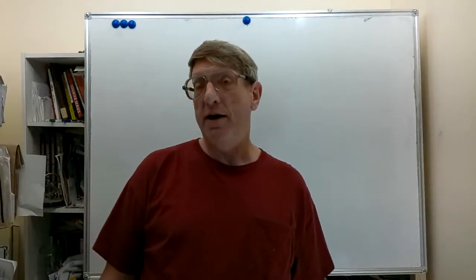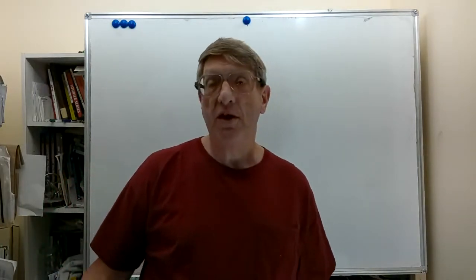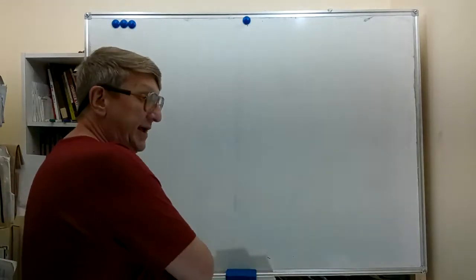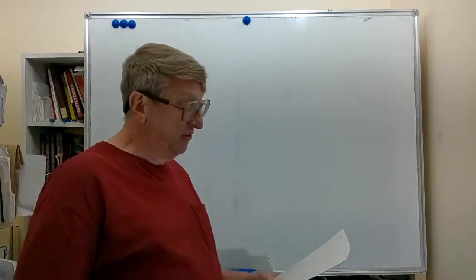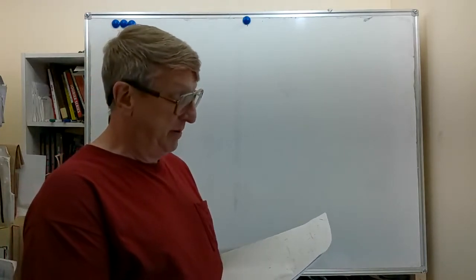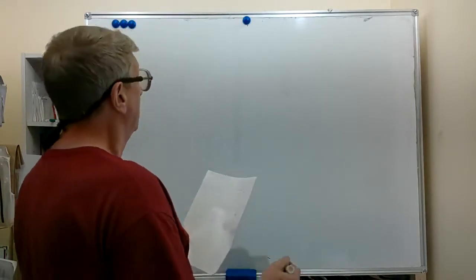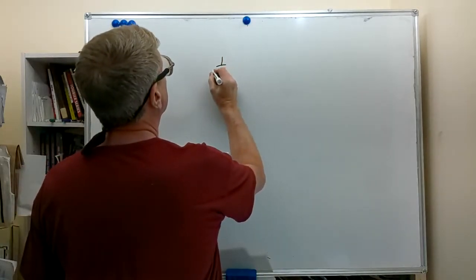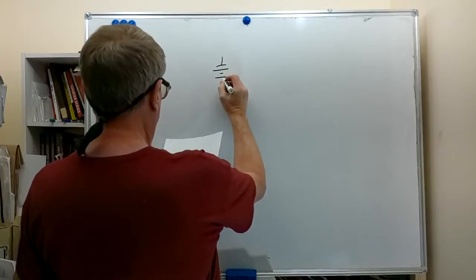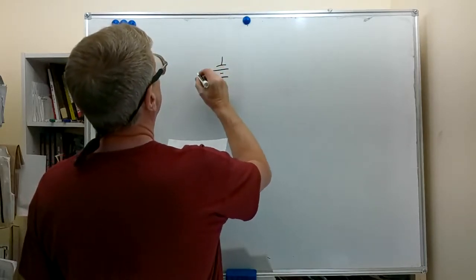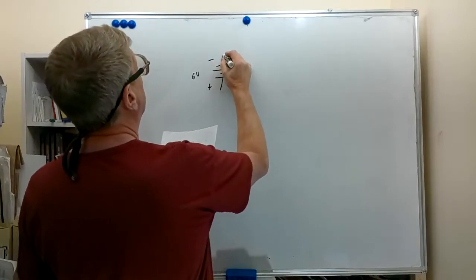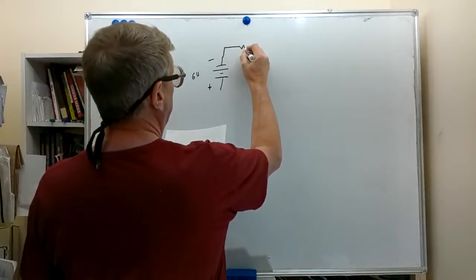We have talked about series circuits, we've talked about parallel circuits. We're going to begin today talking about circuits that have both series components and parallel components to them. So we're going to start by drawing a circuit here. Power supply, 6 volts, negative and positive. We're going to draw a couple resistors in series.